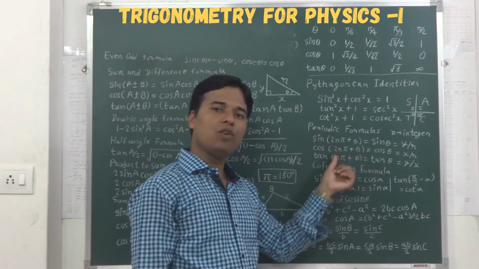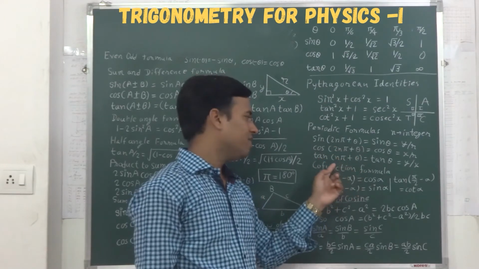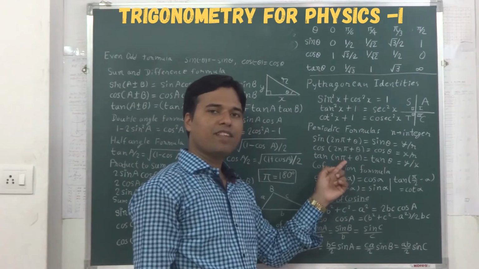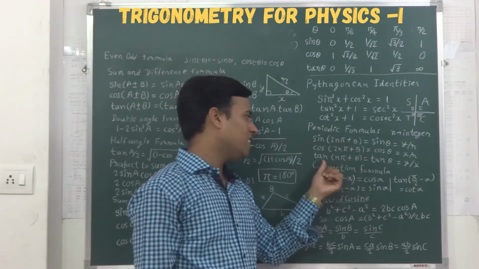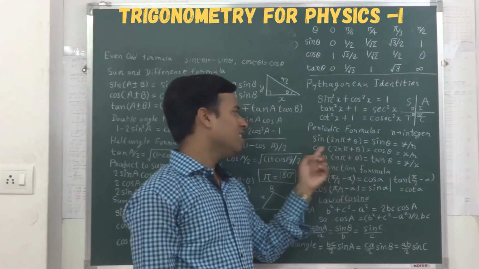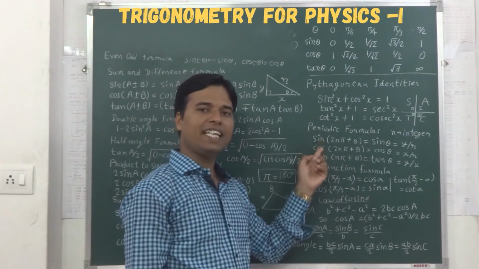After 2n pi also it will be repeated, but for n pi, for the angle pi, 3 pi, 5 pi, only the tan function will be repeated, not the function of sine and cosine.